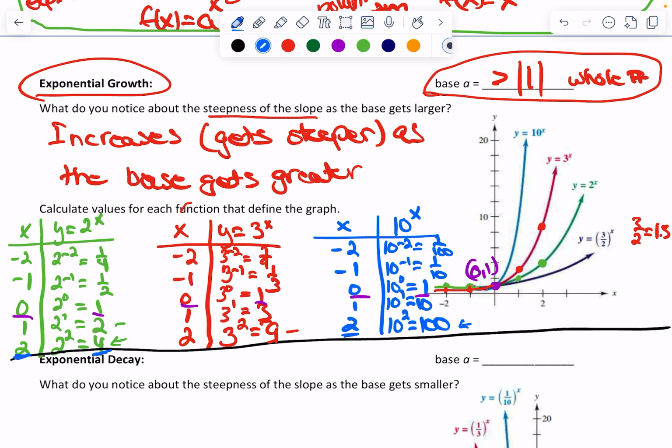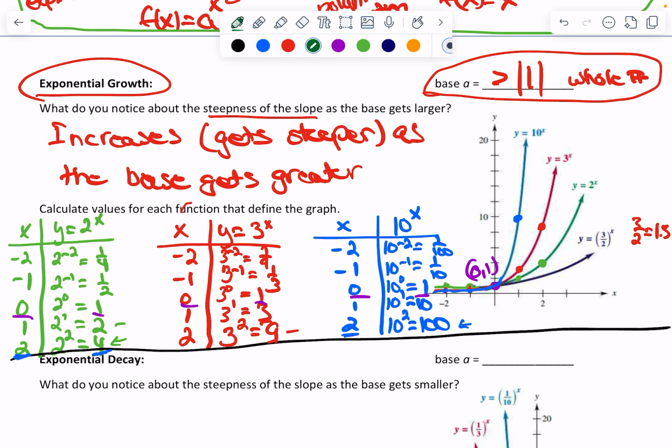And then our 10 to the power of x: 1 and 10, 2 and 100, we're out of our scale because it only goes up to 20. And then 1/10, again, it's getting closer and closer to that x-axis, but it does not touch it. Okay, so that is your exponential growth.